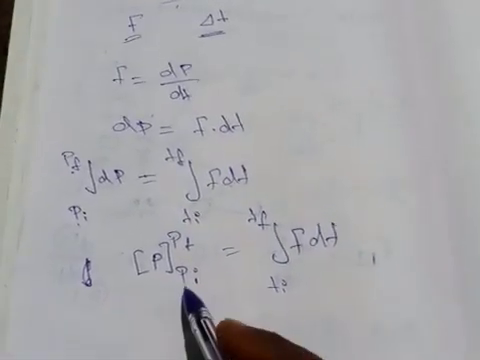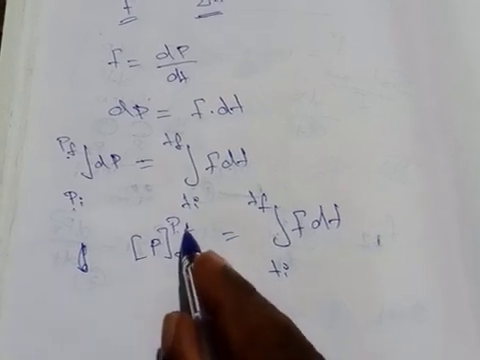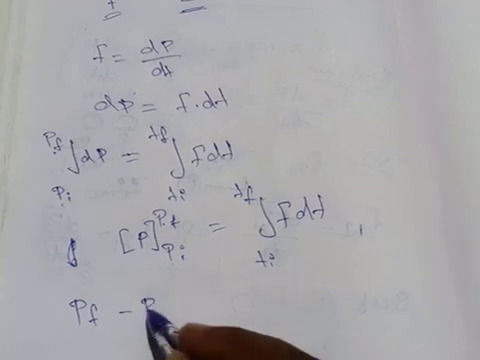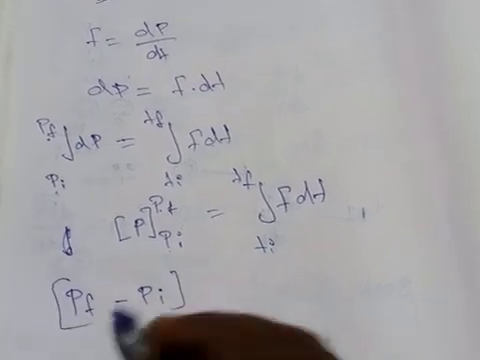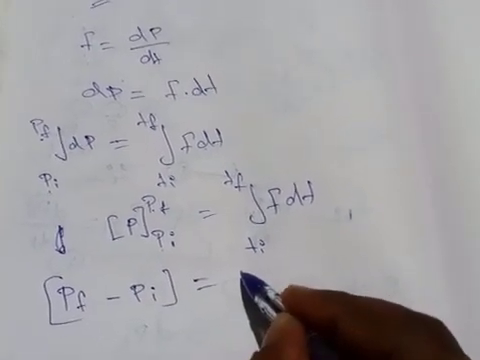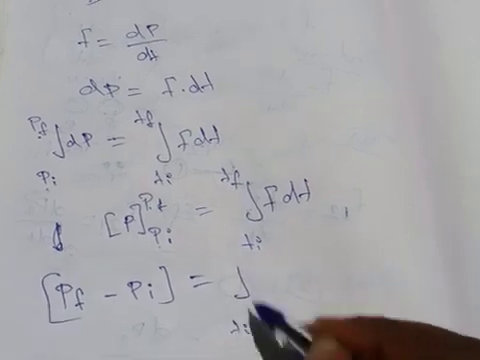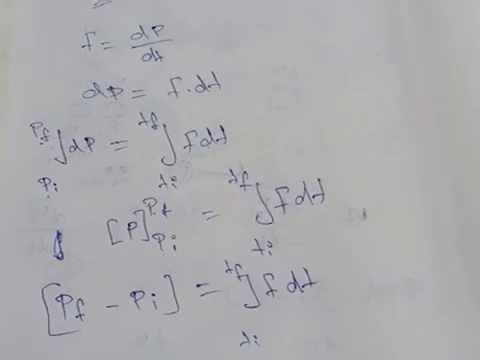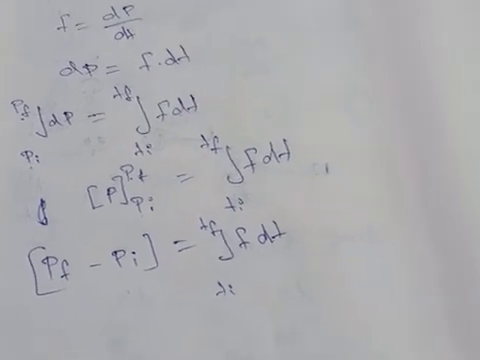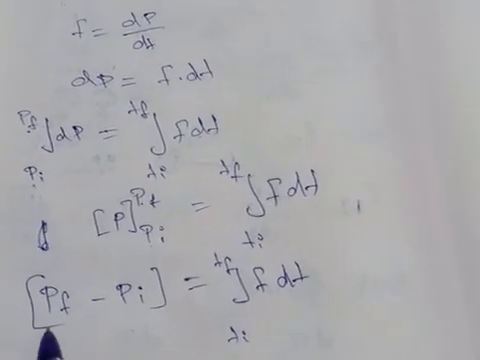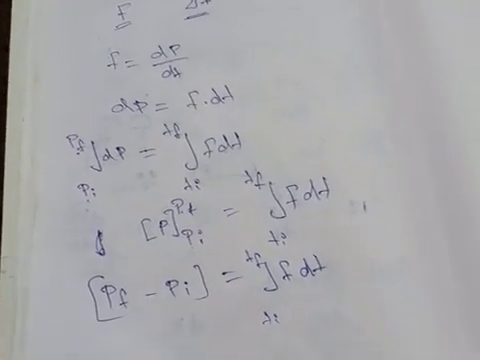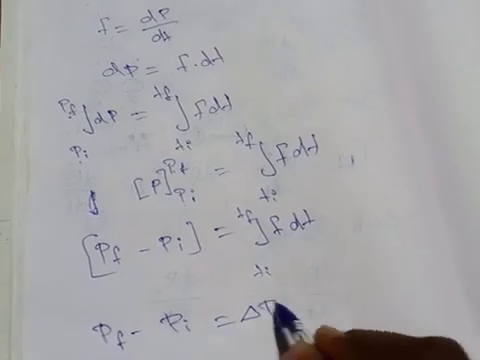Now substitute the limits, upper limit minus lower limit. The upper limit is Pf minus Pi. So Pf minus Pi is equal to the integral of F dt from Ti to Tf. And what is this Pf minus Pi? You know that Pf minus Pi is the change in momentum.